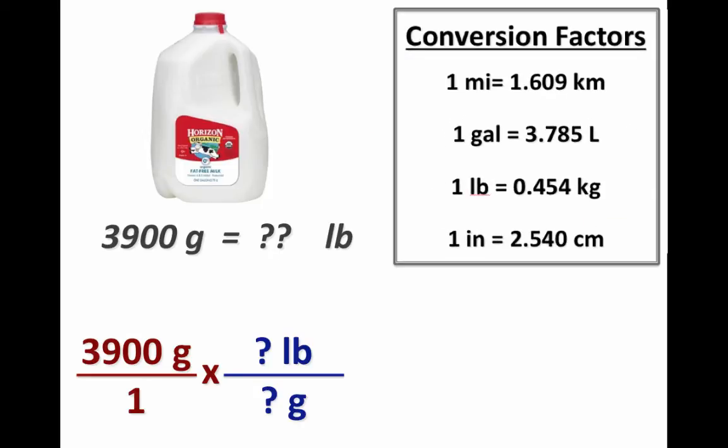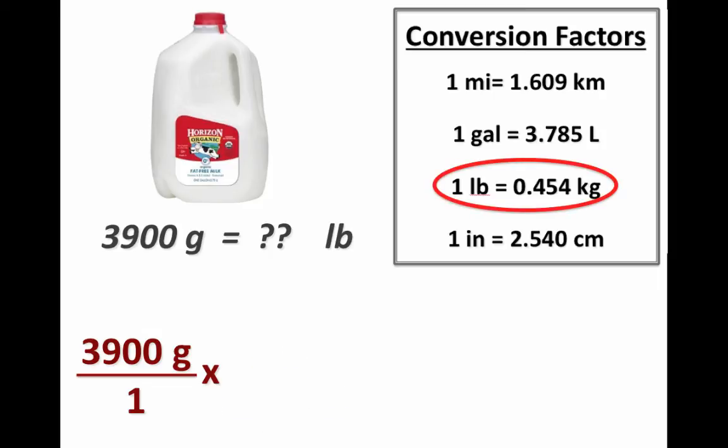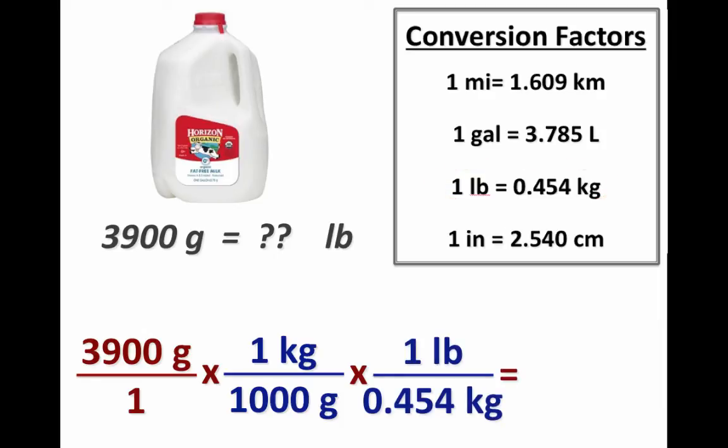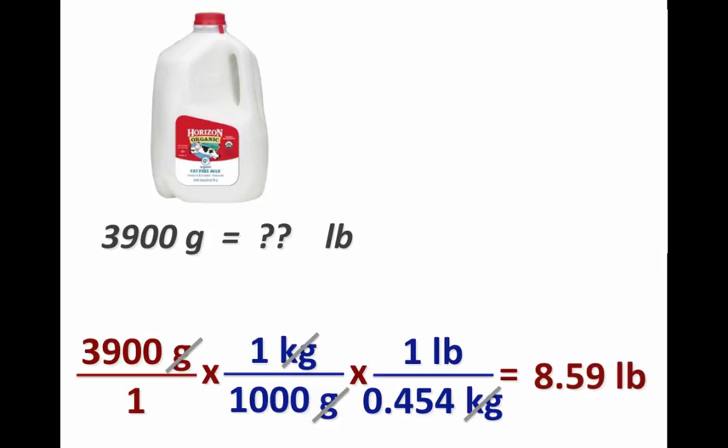I don't have a conversion factor that goes from grams to pounds. I do have a conversion factor that goes from kilograms to pounds. I'll just have to turn grams into kilograms first, and then convert those into pounds. A quick check of my units confirms that they all cancel, leaving me with pounds. The setup for this calculation shows me that I must divide 3,900 by 1,000 and 0.454 to get my answer, 8.59 pounds. So a gallon of milk weighs 8.59 pounds.